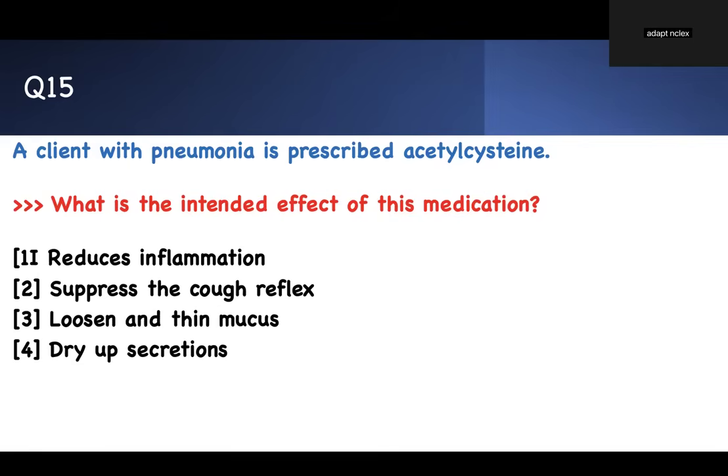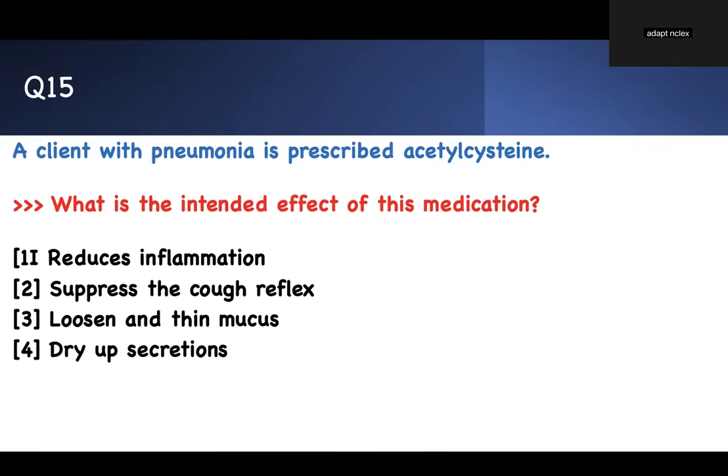15, last one. Think about it. Stop the video. Answer this question. Put down your answer. This is straightforward, but I want you to know this drug, acetylcysteine. A client with pneumonia is prescribed acetylcysteine. What is the intended effect of this medication? Reduce inflammation, suppress the cough reflex, loosen and thin mucus, dry up secretion.